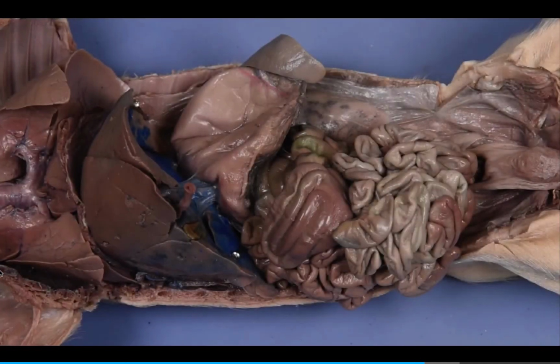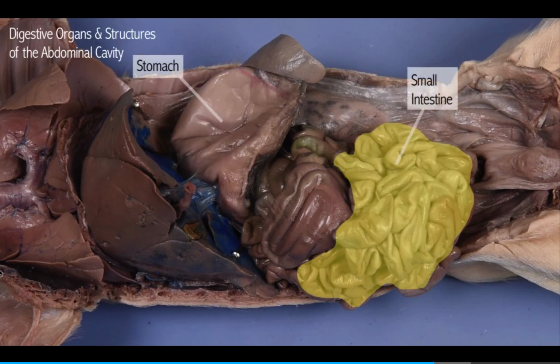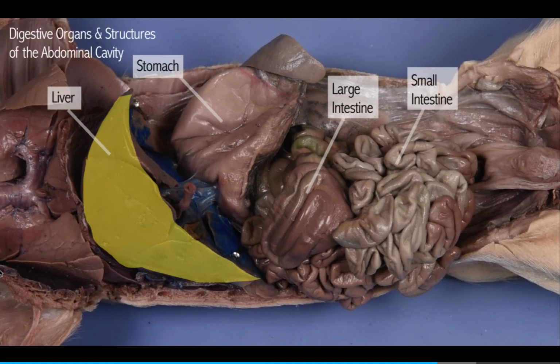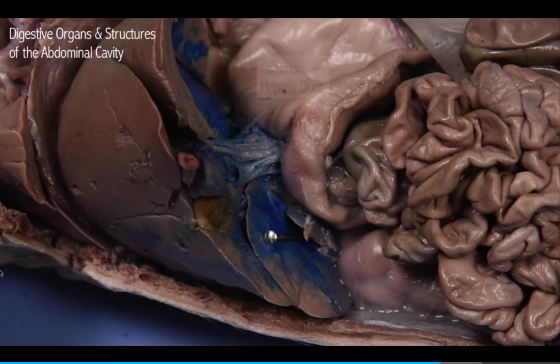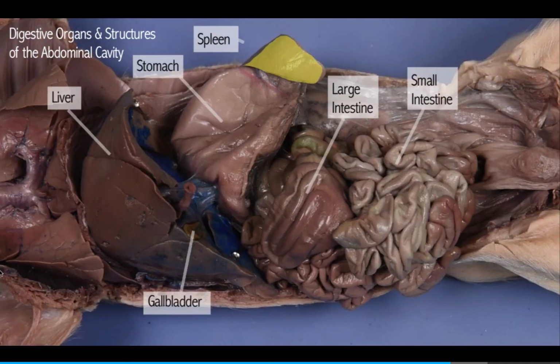To review, digestive organs and structures of the abdominal cavity are the stomach, small intestine, large intestine, liver, gallbladder, common hepatic duct, cystic duct, common bile duct, and pancreas. The spleen is labeled for clarification.